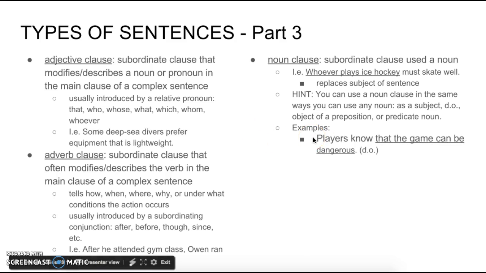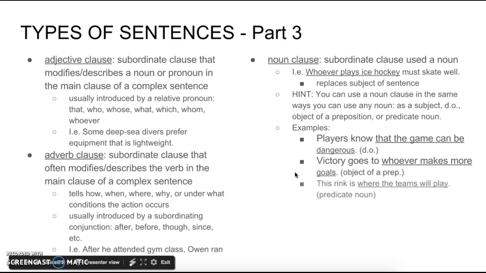Players know that the game can be dangerous. In that instance, the noun clause functions as a direct object. Victory goes to whoever makes more goals. It's an object of a preposition. Or the rink is where the teams will play. That functions as a predicate noun.